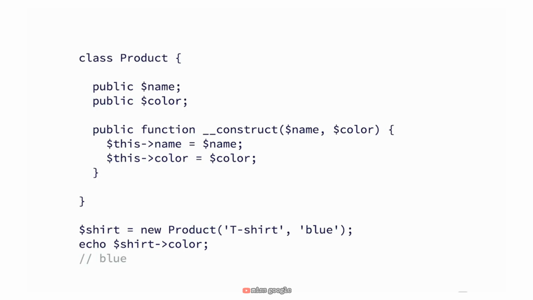Here it may seem obvious that I'm passing in the name and the color, but what if I had several values that were just numbers? It becomes harder to know which is which and if I've got them in the right order.